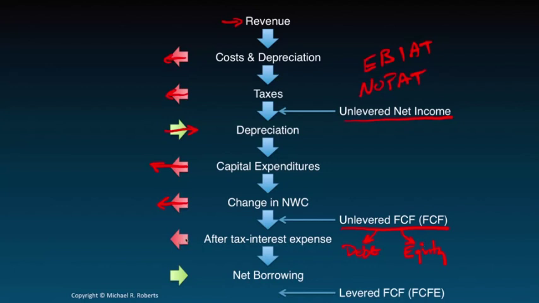Then we're going to subtract out our after-tax interest expense. And I say after-tax because remember, interest is tax deductible, right? It provides us a tax shield. And then we're going to add back in any net borrowing. So if the company borrows some debt in excess of what it repays, that's a cash inflow that's available for use by the equity holders. And what we're left with down here at the bottom is the levered free cash flow, or the free cash flow to the equity holders.